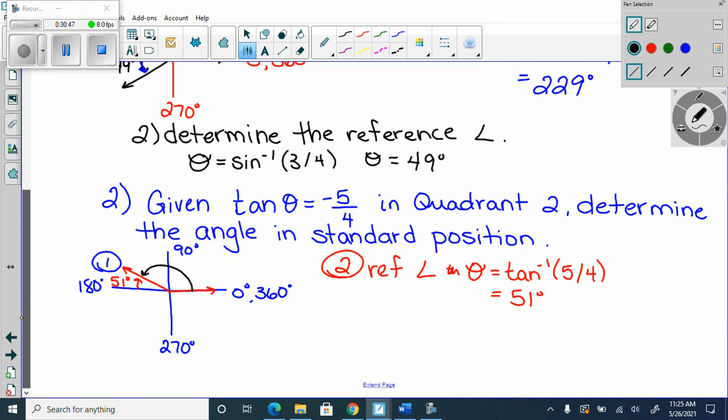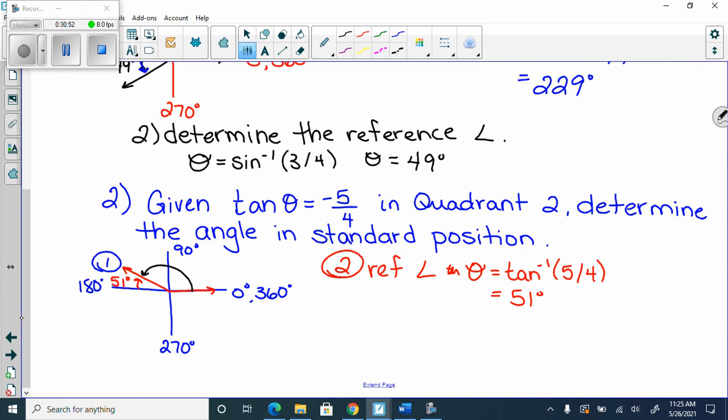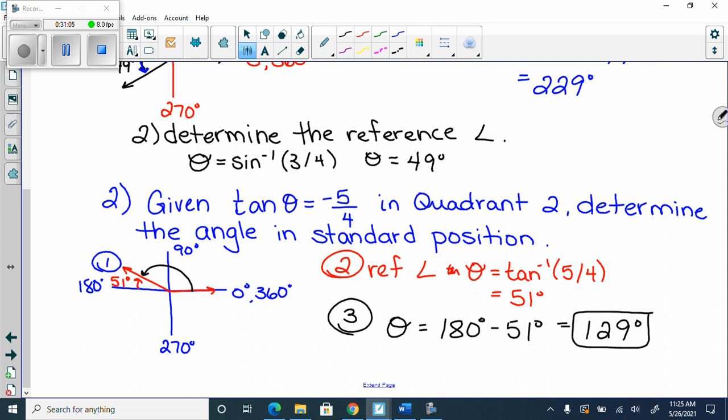In quadrant 2, when we're given the reference angle, we always do 180 because it gets us the whole way to the x-axis, then subtract off the reference angle. So theta equals 180 minus 51, which gets us 129. In quadrant 4, you do 360 minus the reference angle. In quadrant 3, you do 180 plus the reference angle. In quadrant 2, you do 180 minus. And in quadrant 1, it is the reference angle. Quadrant 1 is the easiest one, so it's usually never asked there, because that'd be too easy.